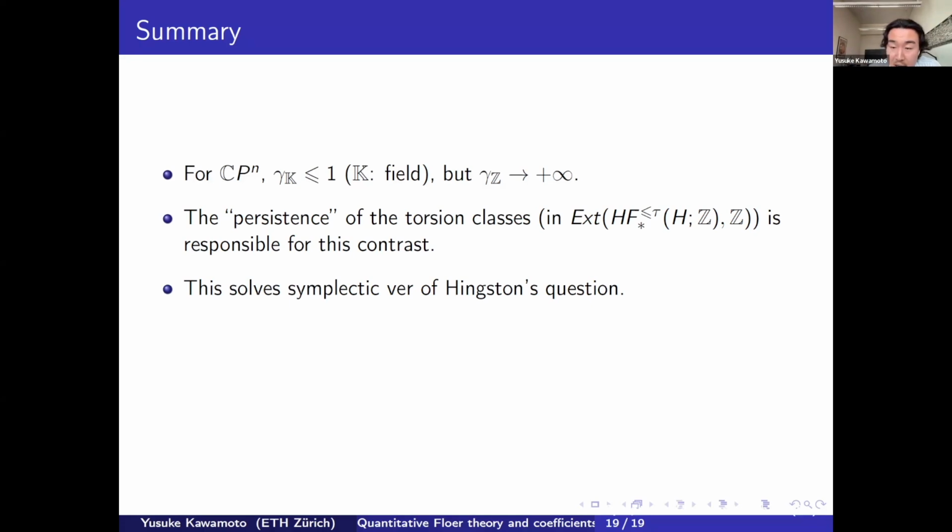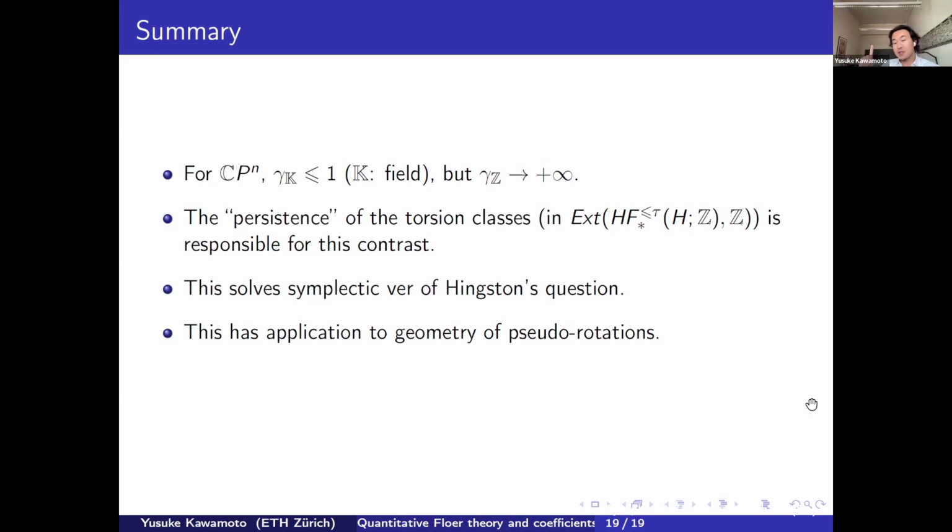This divergence of gamma Z could be used to answer a symplectic version of Nancy Hingston's question. And it has some applications to the geometry of pseudorotations. So that was all I wanted to say, and I miraculously finished very quickly. But thank you for listening.